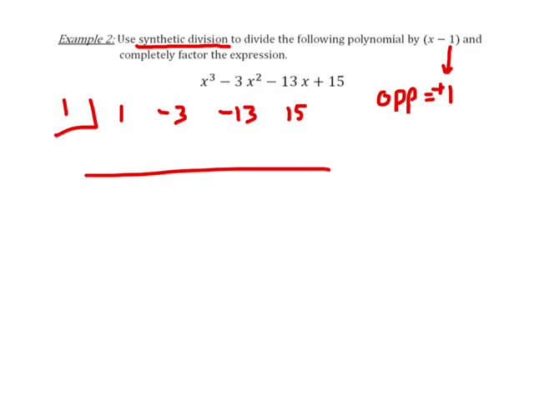Next, we're going to copy down this 1 here, and then multiply these two numbers. 1 times 1 is 1. And now, a little different from longhand division, we're going to add. So this negative 3 plus 1 is going to give us negative 2.